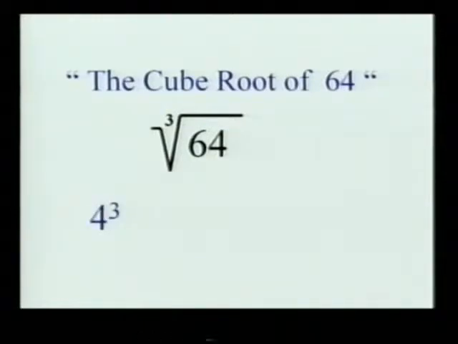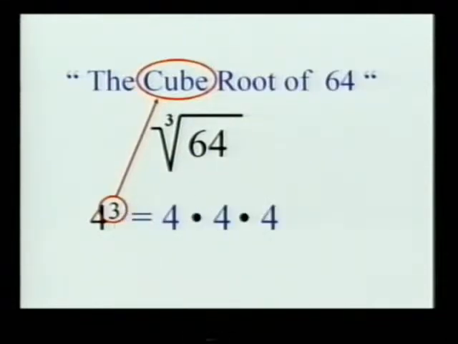4 to the third power. That's where the cube came from. 4 times 4 times 4, or 4 times 4, 16, times 4, does equal 64. So the cube root of 64 is 4. Is it negative 4? No, not in this case. Negative 4 times negative 4 times negative 4 doesn't equal 64, it equals negative 64. So it doesn't work there.